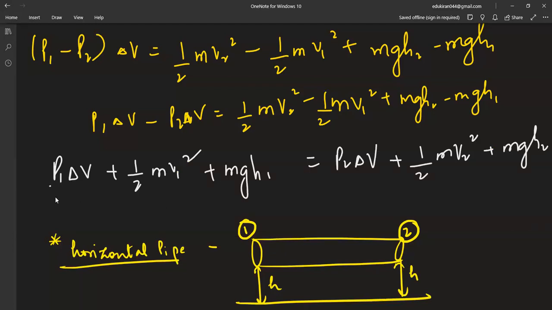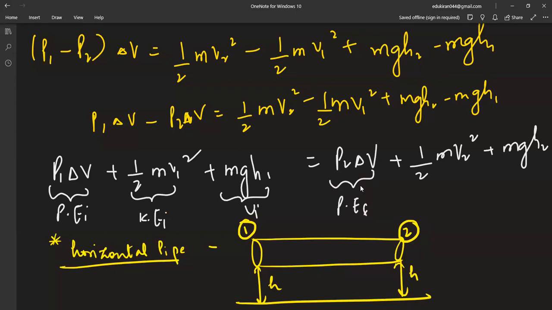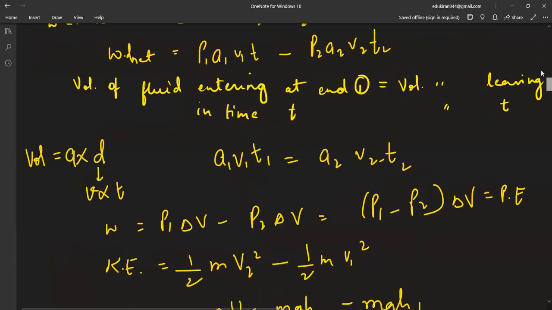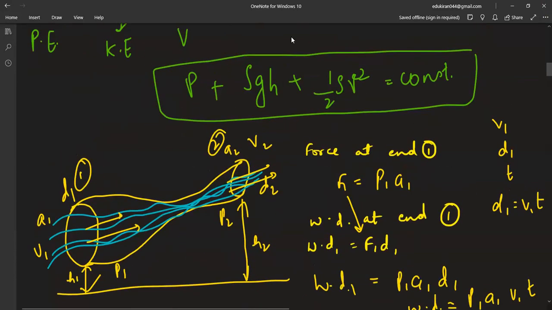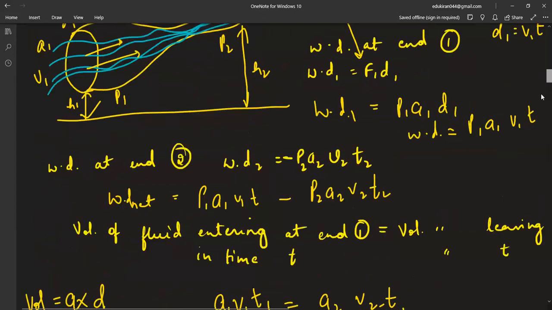What have we obtained? This is initial pressure energy. This is initial kinetic energy. This is initial potential energy. This is final pressure energy. This is final kinetic energy. This is final potential energy. What was our equation initially with which we started? Pressure energy plus kinetic energy plus potential energy, all will be constant. That's the result that will come.